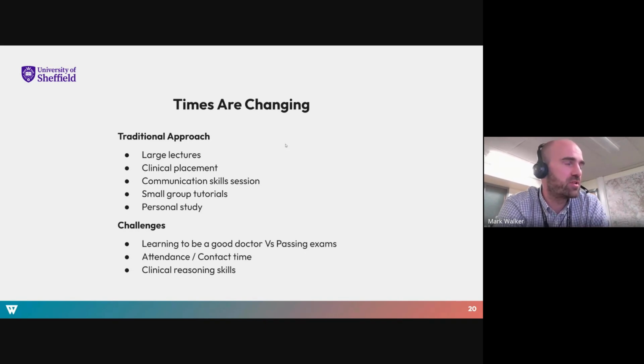The attendance and the interactions we're having with students was suggesting that we need to be thinking about other ways to engage with students. And one of the challenges we have in medicine is learning to be a good doctor versus passing exams. So it's trying to get students to understand how they can practice their clinical skills, their clinical reasoning skills, how to apply the knowledge they've got in different circumstances which they can take into their careers, versus just accumulating knowledge to pass exams but not actually applying it.